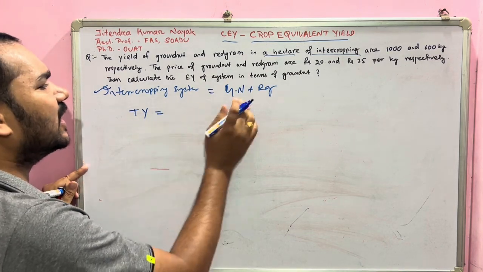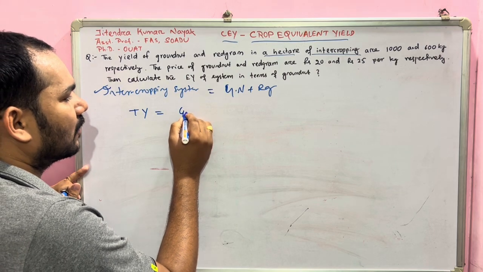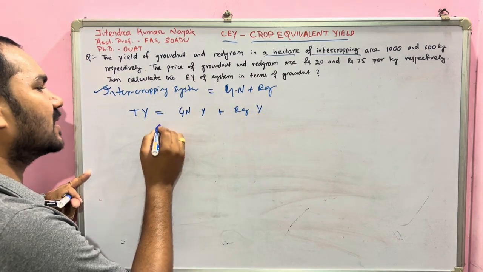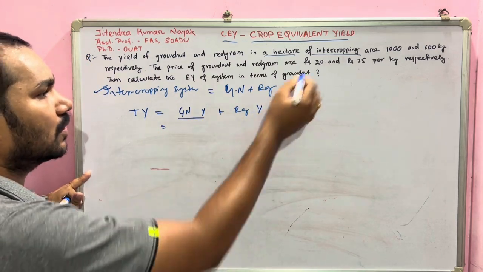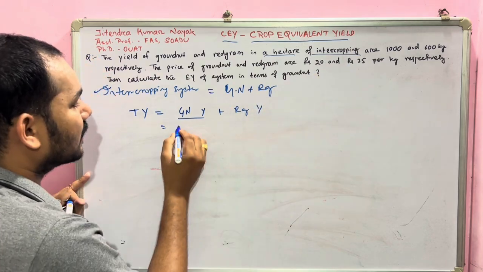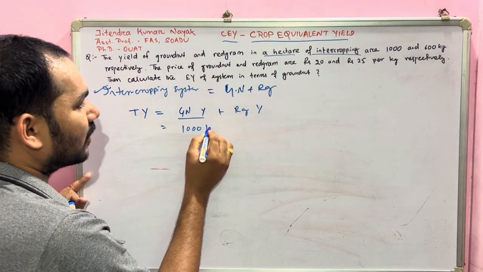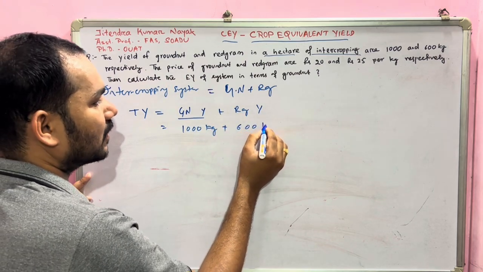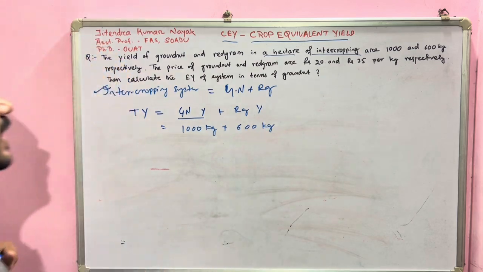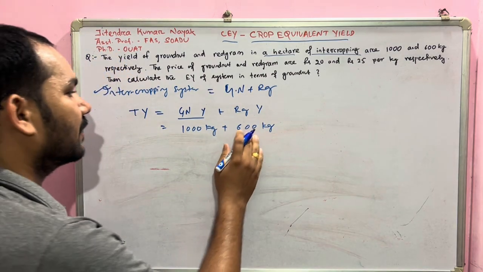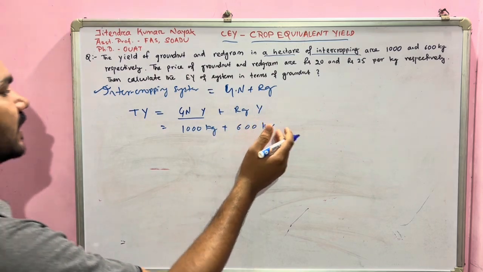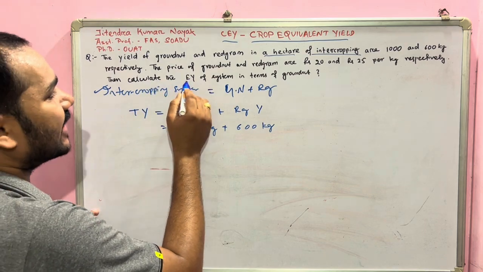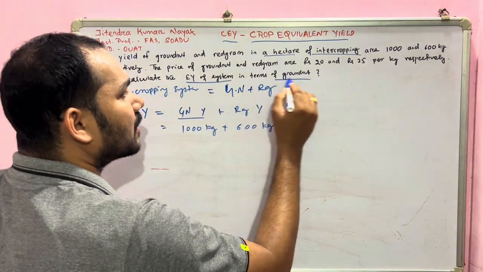In this case the total yield is groundnut yield plus red gram yield, yes or no? So what is the total yield then? Groundnut yield is 1000 kg. Here the red gram yield is 600 kg, yes or no? So here you can see what the question is. The question asks you to calculate the equivalent yield of the system in terms of groundnut.